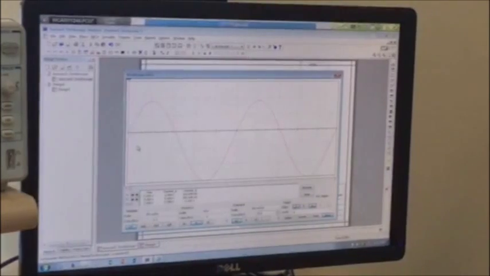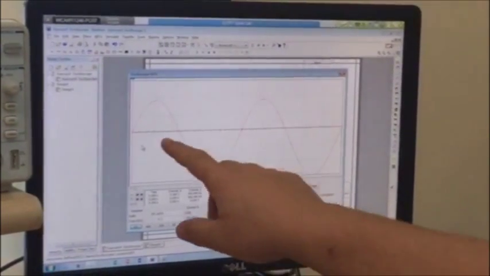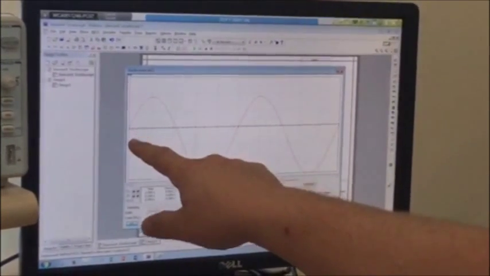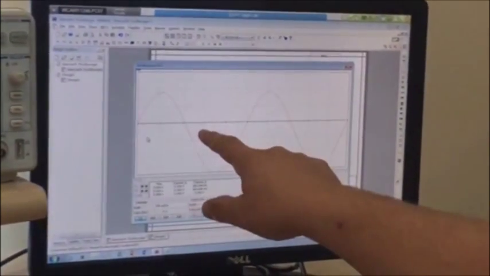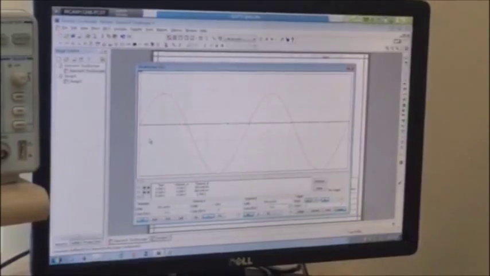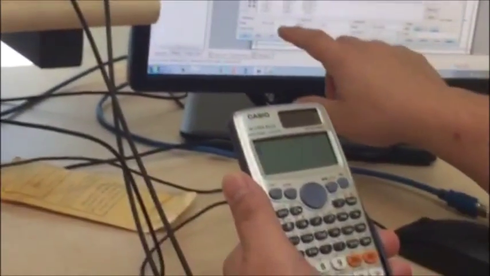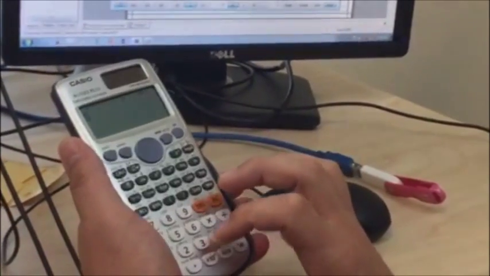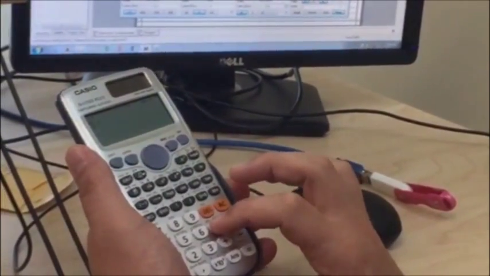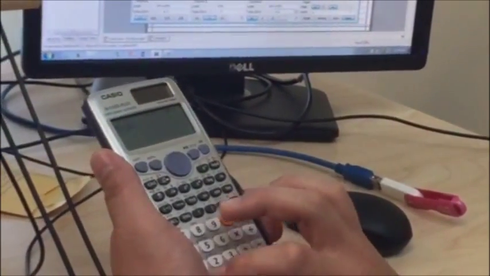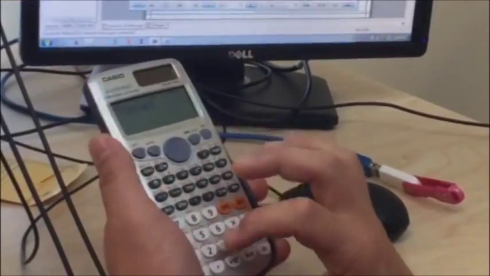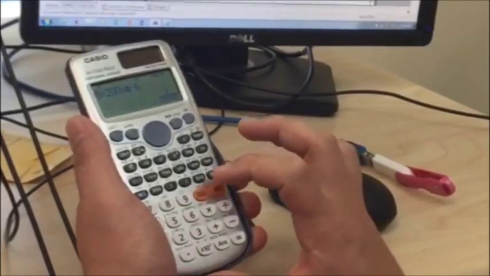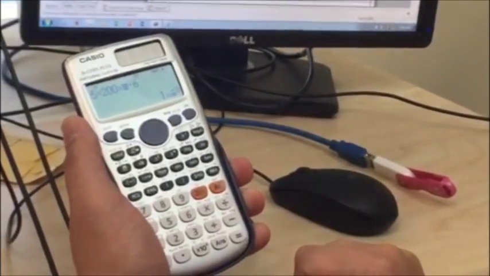So we're going to do the period, which is going to be from the start of the sine wave to the end of the first sine wave. And we're going to count the squares. We got 1, 2, 3, 4, 5. So we got our 5 times 200 microseconds. So 5 times 200 E to the negative 6. And that gives us 1 microsecond.